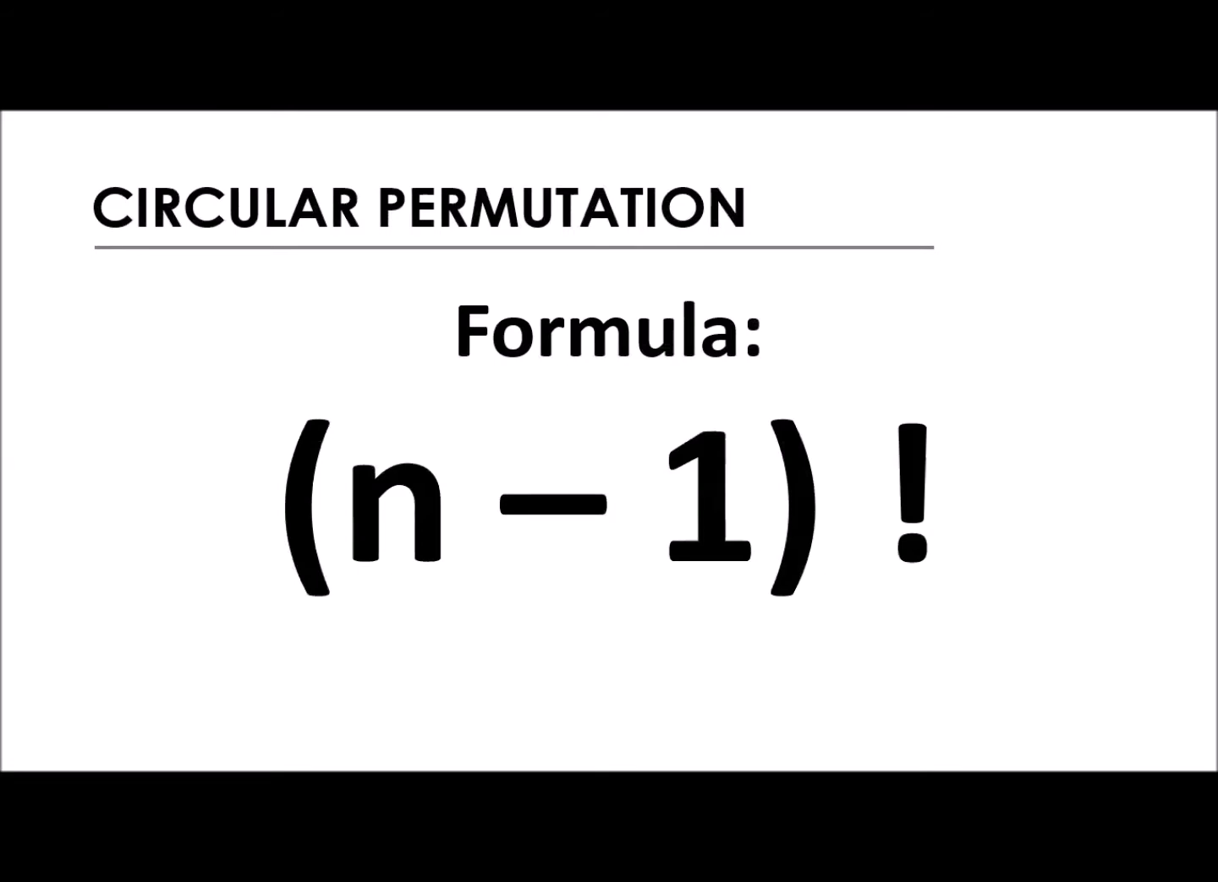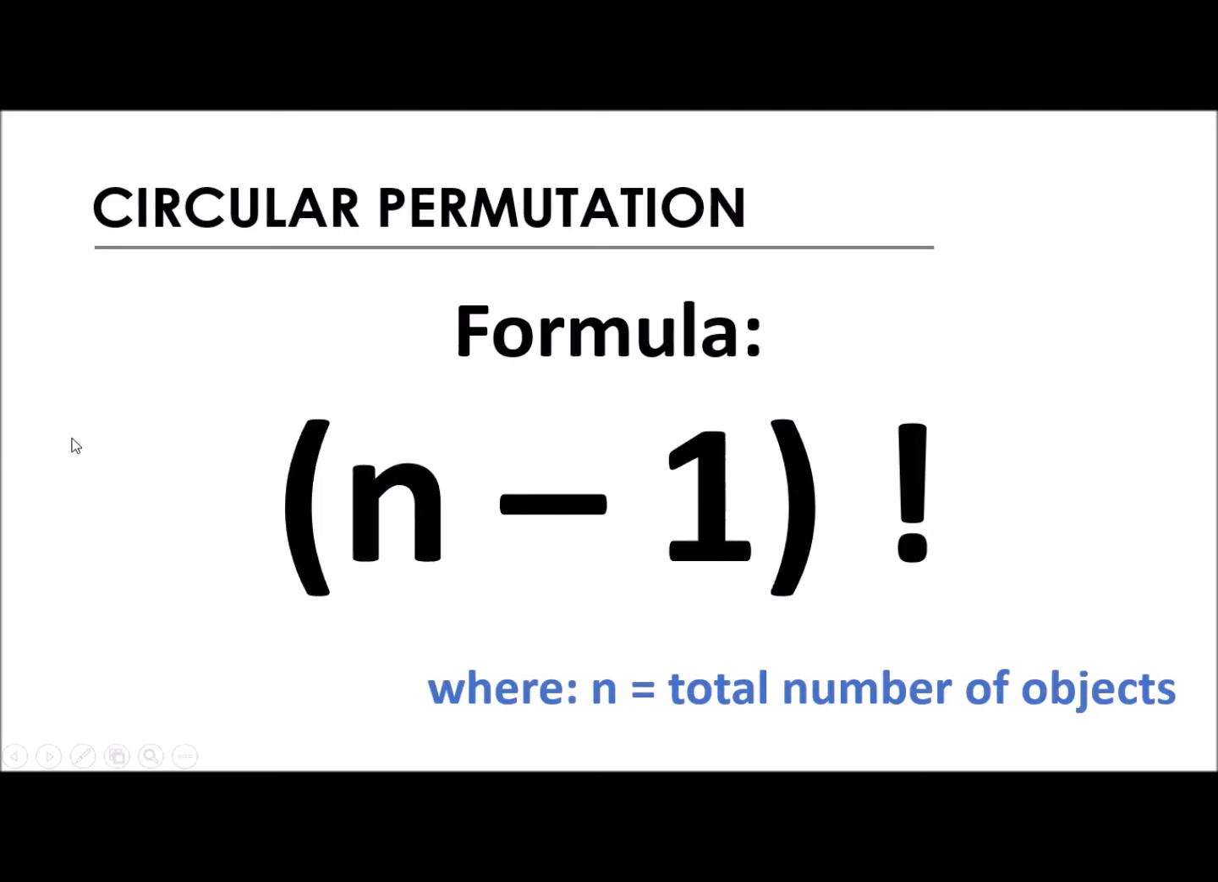Okay? So what is the formula? The formula is the quantity of n minus 1 factorial, wherein, again, n is the total number of objects. And don't forget that the factorial notation symbol is outside the parentheses. So please be careful about it.